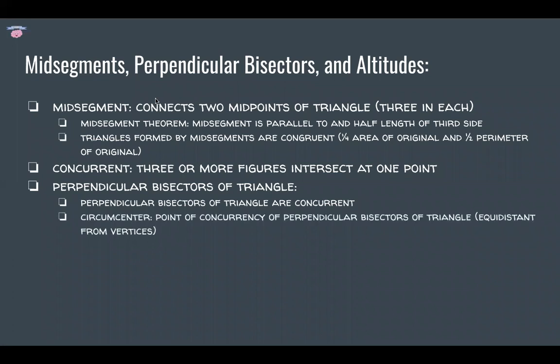So the circumcenter is the point of concurrency. Like I showed you, in this triangle, it was somewhere over here, or it was right here, right? And it's also equidistant from the vertices. That's really important. This is equivalent to this, which is equivalent to this.